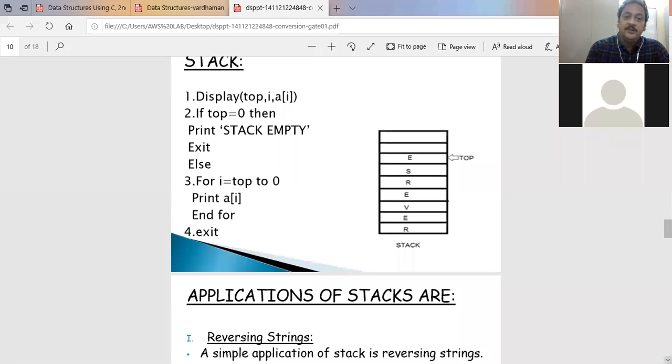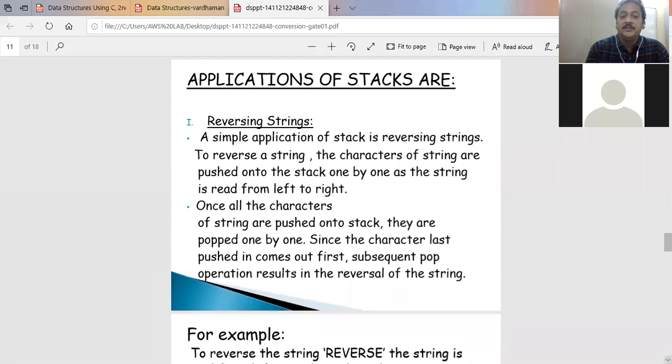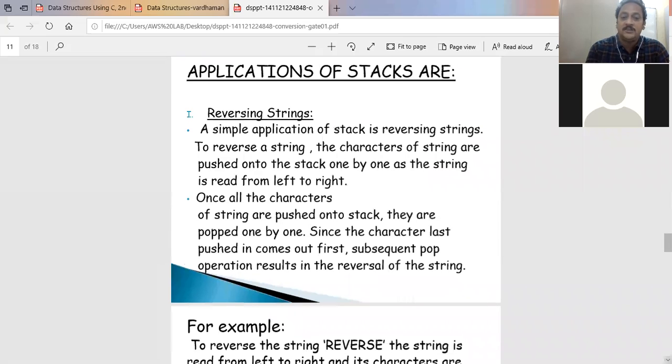And this is for displaying the items. When there are no items, that is, the stack is empty, you cannot print any items. You cannot have any items to display. Otherwise, for i equal to top down to 0, print all the items A of i, that is, display the elements. Whereas in the applications of stack, there is one more thing, that is reversing strings.